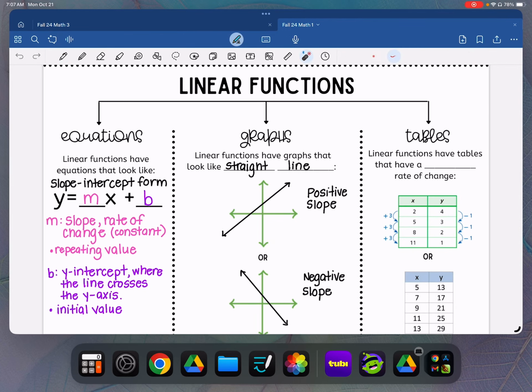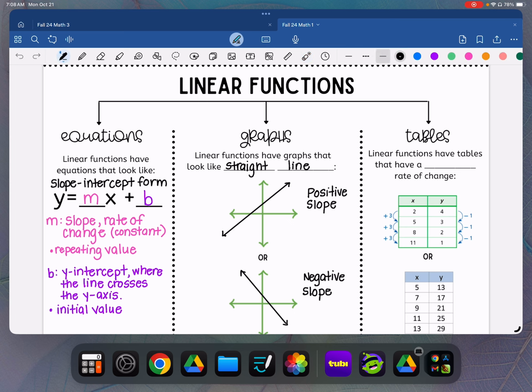All right, so slope-intercept form is y equals mx plus b. The slope represents the m, and that's the constant rate of change. We will get to a point where we talk about word problems, where we're talking about the repeating value. The b represents the y-intercept, so that's where it crosses the y-axis. Okay, so the y-intercept is where it crosses the y-axis, or the initial value.